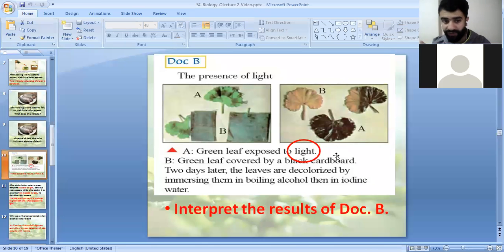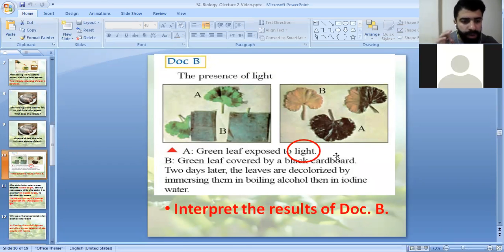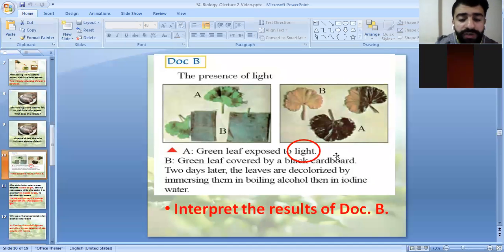Two days later, the leaves are decolorized by immersing them in boiling alcohol. Immersing them in boiling alcohol will dissolve the chlorophyll, so the color of the leaf will be removed, and then we can detect the presence of starch easily when we use the iodine test and see if it gives a dark blue color. So immersing them in hot alcohol is used to remove the chlorophyll pigment. Pay attention to this.